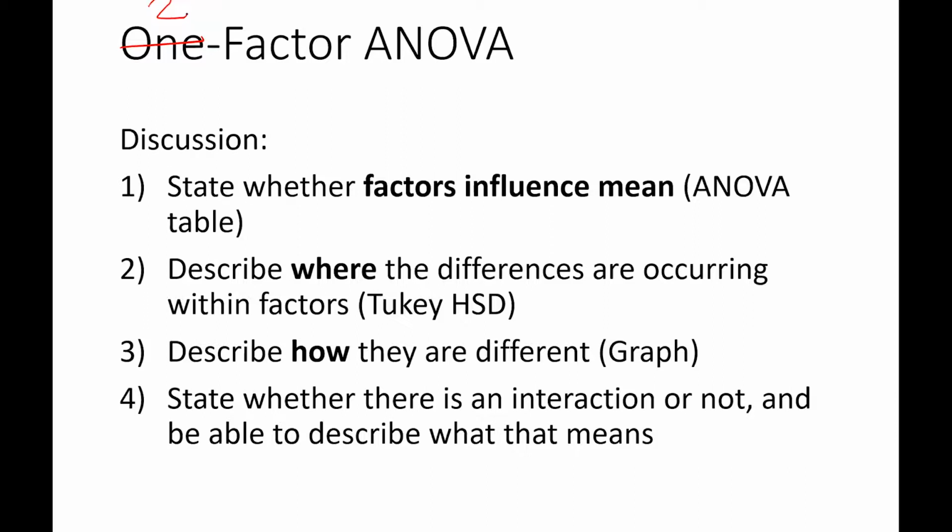Describe where the differences are occurring within the factors using the Tukey test. Describe how they're different looking at the graph, and also determine what the interaction is from looking at the graph. Is there an interaction or not, and how and what might be the interaction? How are the different combinations of factors affecting the response variable?